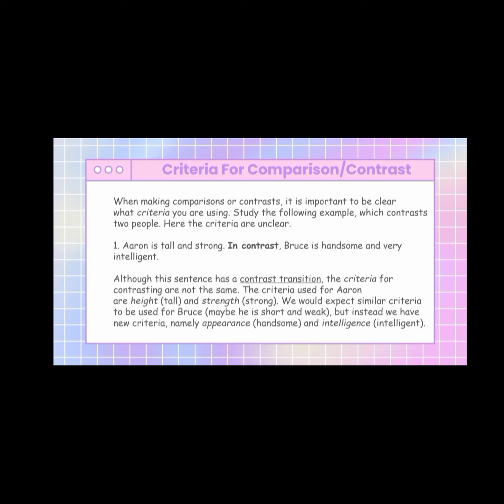Study the following example which contrasts two people. Here, the criteria are unclear. 1. Aaron is tall and strong. In contrast, Bruce is handsome and very intelligent. Although this sentence has a contrast transition, the criteria for contrasting are not the same. The criteria used for Aaron are height, or tall, and strength, or strong.